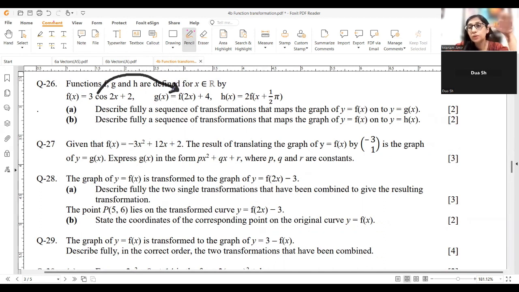Start with the bracket term first. So tell me what is this transformation happening to f(x)? When it is f(2x), what was the transformation? Do you remember? It's a stretch parallel to the x-axis. You've missed the scale factor. What's the scale factor? 1 over. Yes, perfect. So the first thing you start with is the bracket term. So it's going to be a stretch parallel to the x-axis with scale factor half.